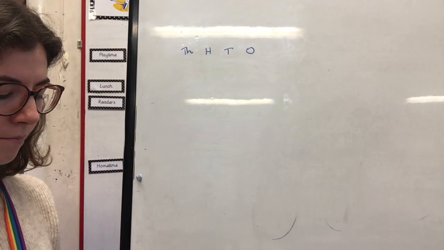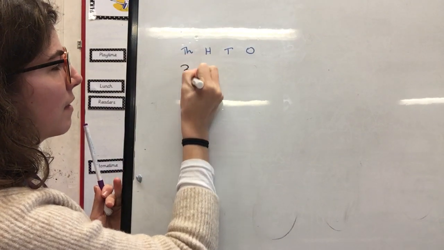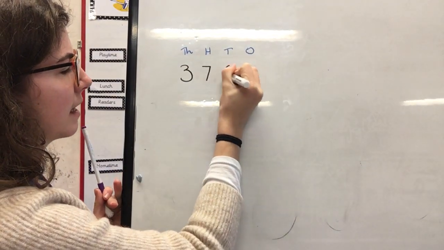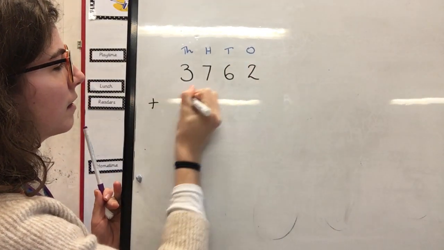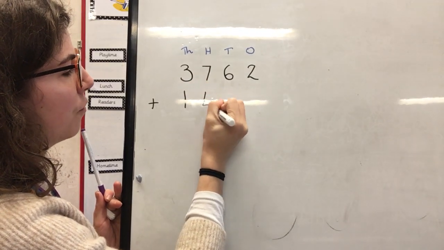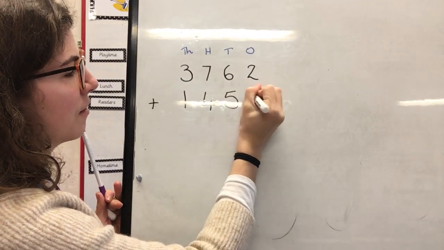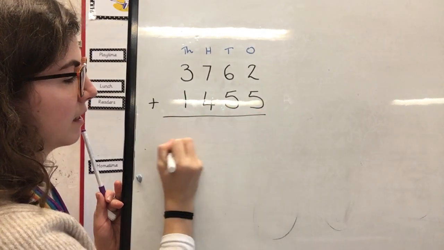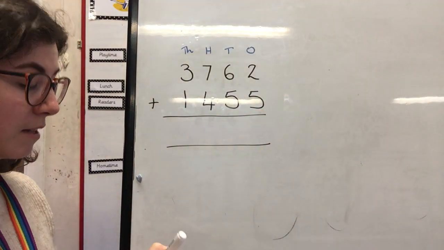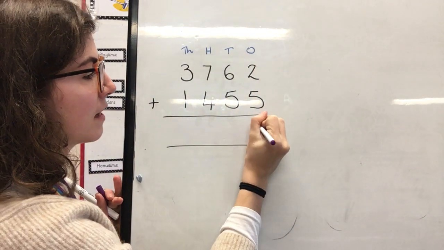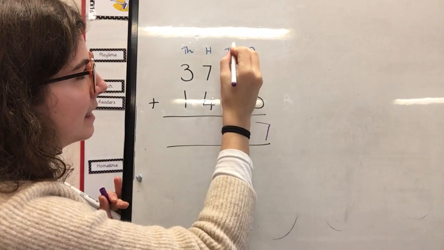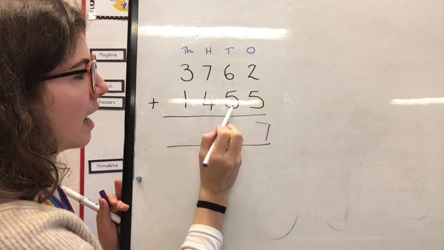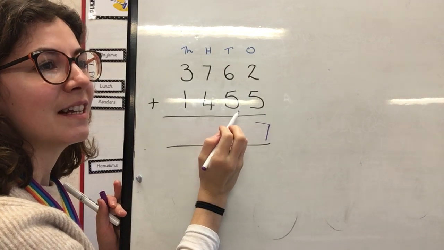Let's just do one more quick example. So, let's do 3,762 plus 1,455. So once again, I'm going to start with my ones column. 2 plus 5 is 7. 6 tens plus 5 tens will give me 11 tens.